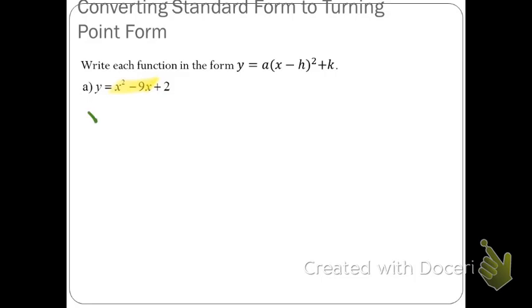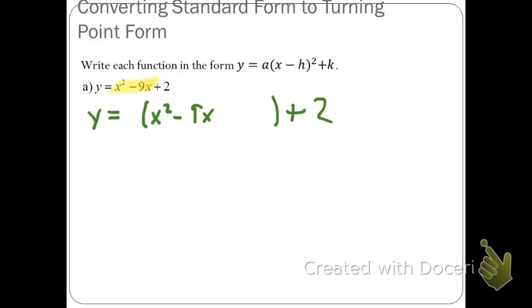The first step in writing this in turning point form is that we're going to go ahead and group the variable terms together, and we're going to separate them from the constant terms. So we're going to make this x squared minus 9x. And I left some space inside those parentheses, you're going to notice, because I'm about to add something in there, and then I just left the constant term at the end. Now what I'm going to add inside of here is whatever it would take to make x squared minus 9x into a perfect square trinomial.